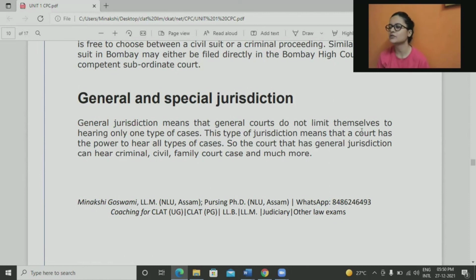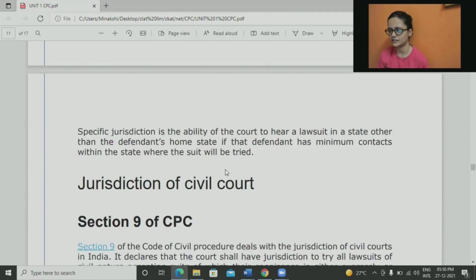This type of jurisdiction means that the court has power to hear all types of cases. If it is a criminal court, it will have jurisdiction to hear all the criminal cases, unless it is specifically mentioned that only a particular court should hear them, like a cheque bounce, which should go before a magistrate court only. Unless something like that is specified, they should be open for all matters. Same goes for civil court, family court, and other regular courts.